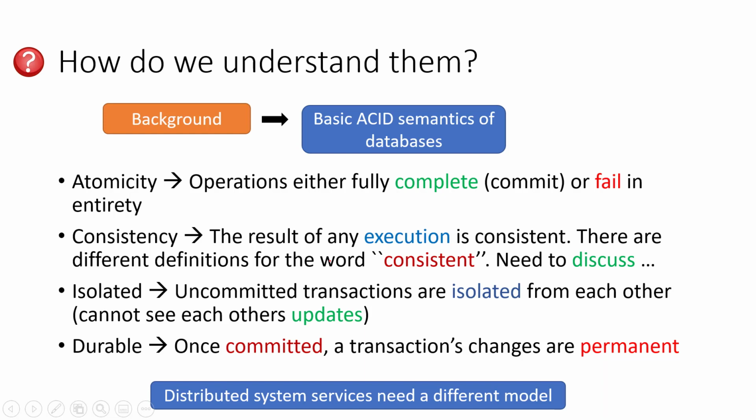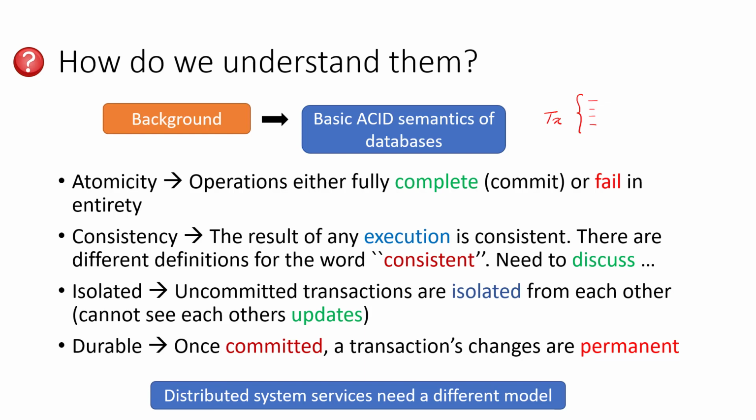The first is atomicity. The idea is that either a single operation or a bunch of operations, known as a transaction, completely and successfully completes, which is called a commit event, or it fails in its entirety. So it appears as if the entire sequence of operations had never started in the first place.